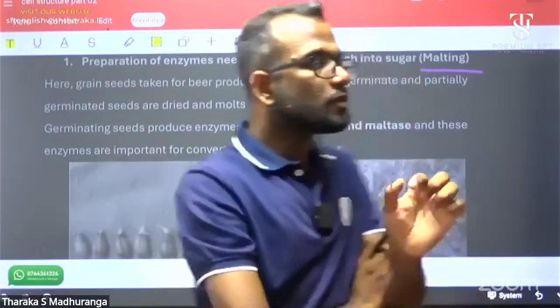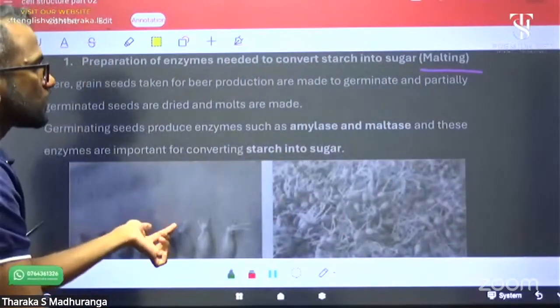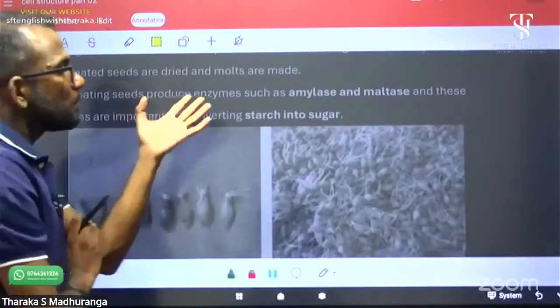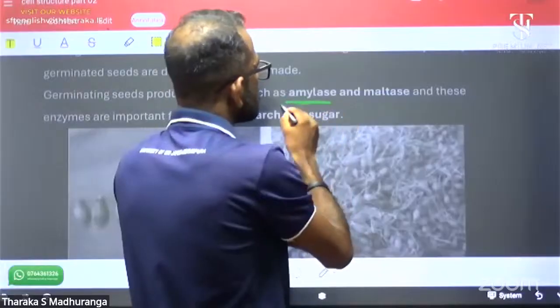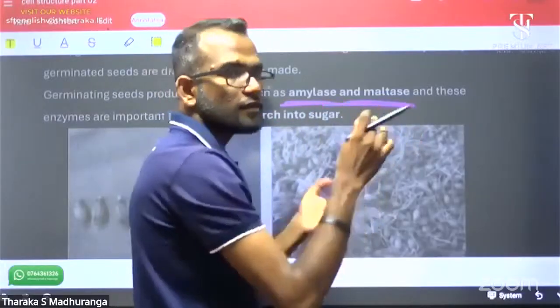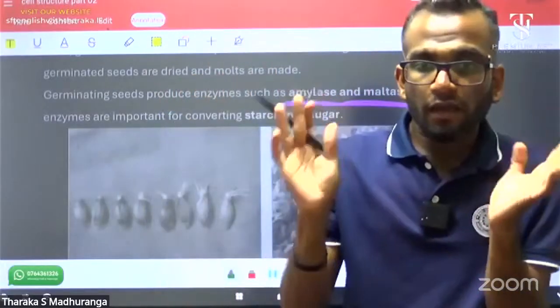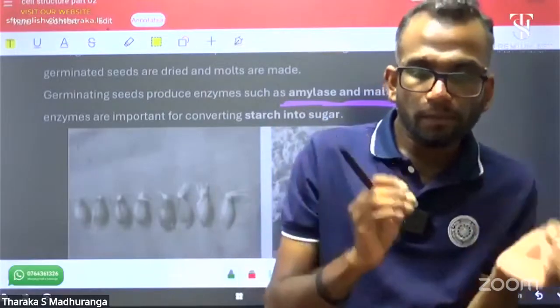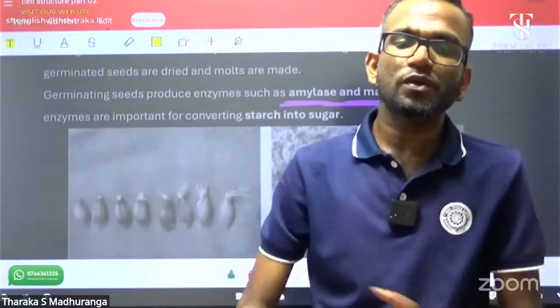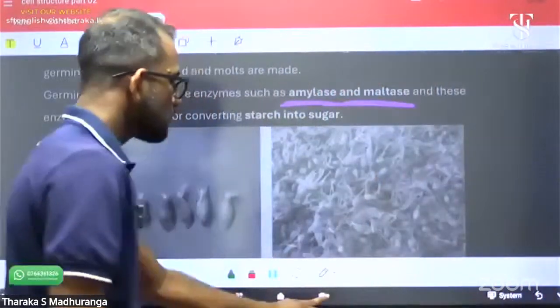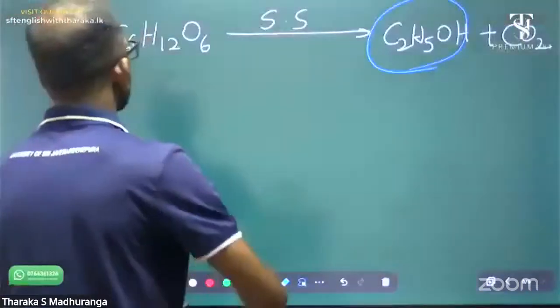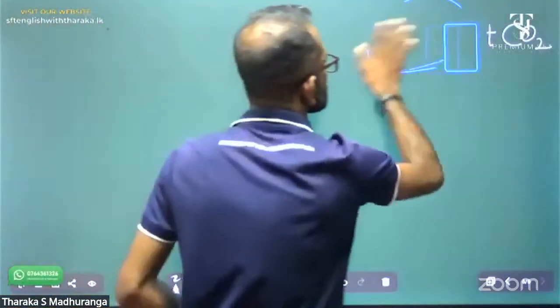In the germination process, it produces amylase and maltase enzymes. What happens? The starch is converted into glucose. So I got the first step, malting. Malting is the first step of beer production.